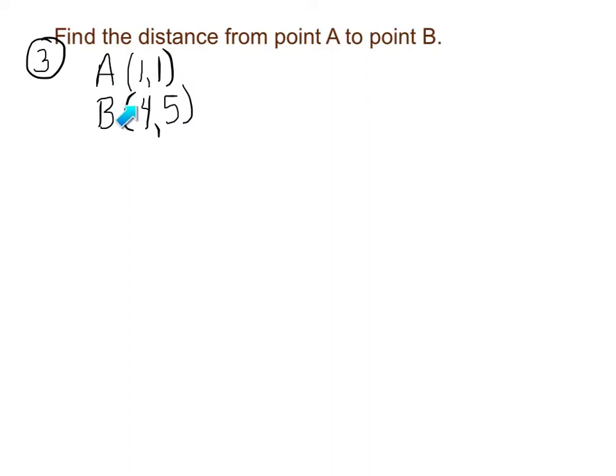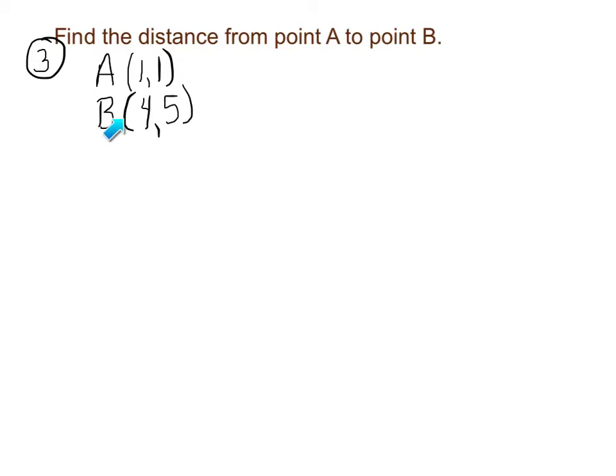A is 1, 1, B is 4, 5. Now if you look here, 1 to 4, that's a change of 3. 1 to 5, that's a change of 4. So we know right here we have a 3, 4, 5 triangle. The missing side from A to B, which is our hypotenuse, is going to be 5. But there's another formula that you must memorize.